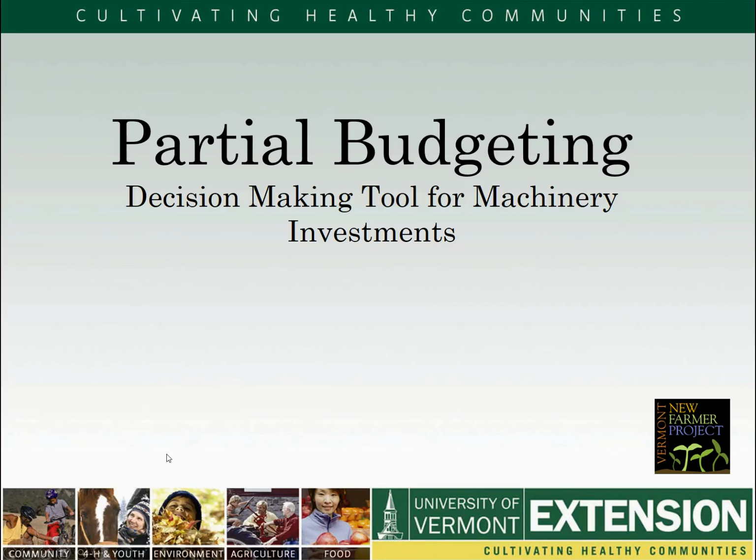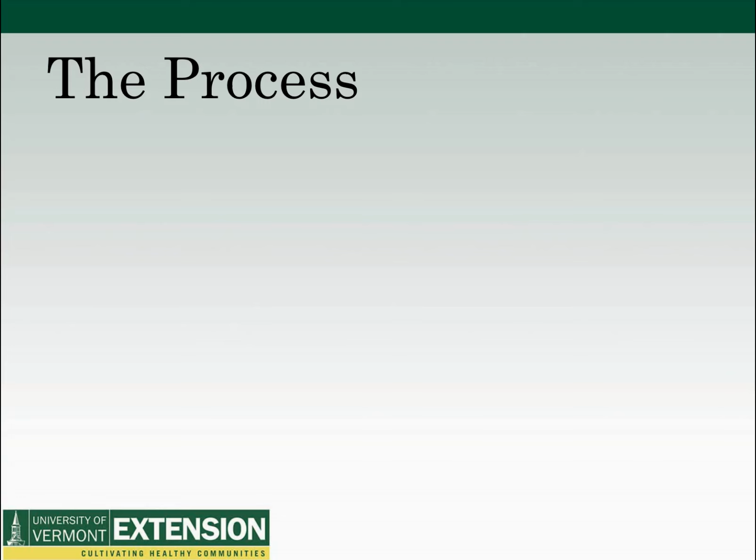Hello, and welcome to the third in the series on partial budgeting as a decision-making tool for machinery investments. In this example, we're going to demonstrate how to estimate changes in profitability for a particular change in production practices. The proposed change will include the purchase of some additional equipment that is not currently on the farm.